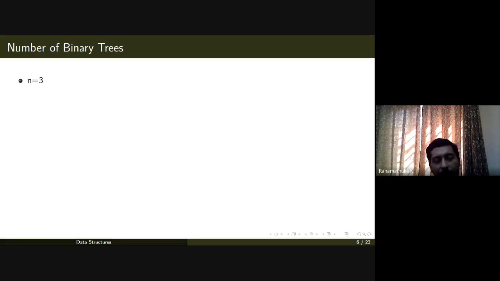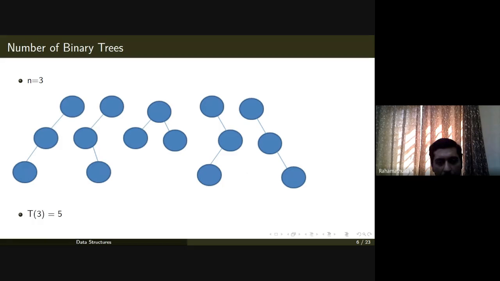For example, if the number of nodes n is equal to 3, then the possible binary trees are these. By using 3 nodes, you can generate a binary tree like this, another like this, another like this, another like this, that is the mirror image of this, then the mirror image of the first one. So for n equal to 3, you can generate T3 equal to 5 different types of binary trees with the help of unlabeled nodes.